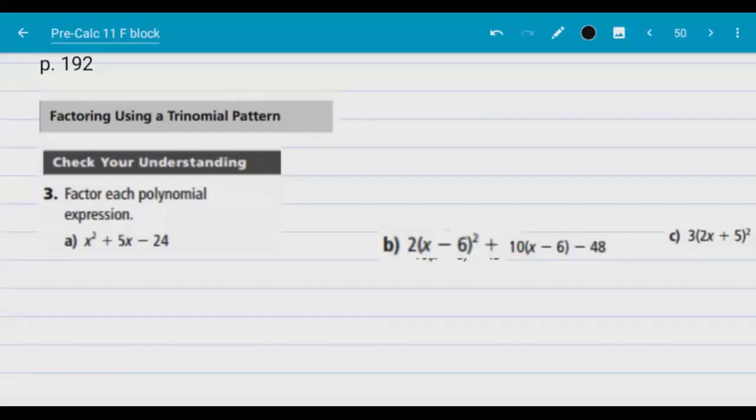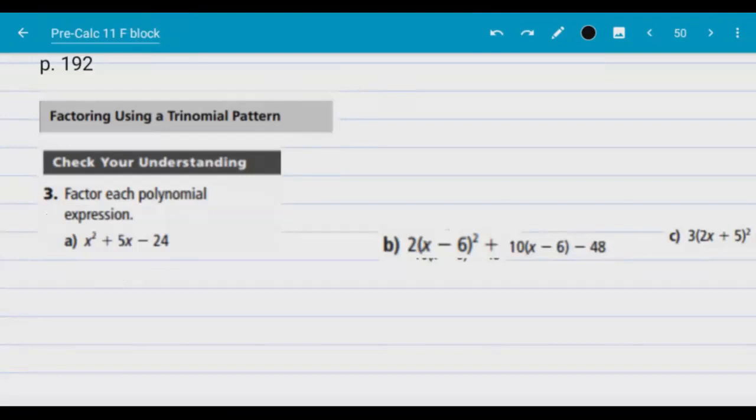All right, guys, so I am now on checker understanding number 3. This is page 192. So you will factor using a trinomial pattern. How does that work? Let's look at this one. x squared plus 5x minus 24. What two numbers multiply to negative 24 and add up to 5?